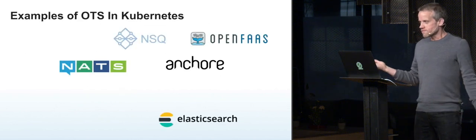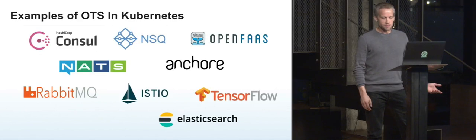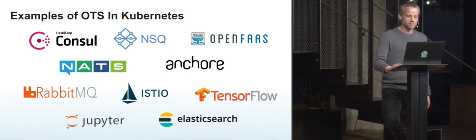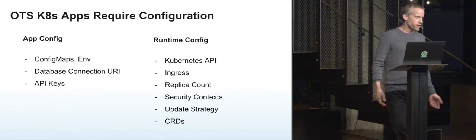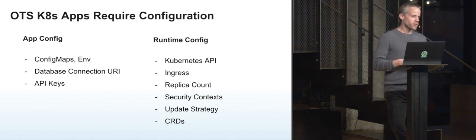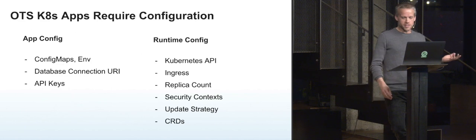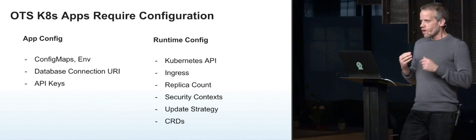So some examples of third-party software that we may be running: Istio, Consul, NSQ, Rabbit, things like this. There's a lot. They require configuration. All applications require configuration. Any software that's packaged requires configuration, from a deb and RPM to an NPM package to a Kubernetes application. They all require config.